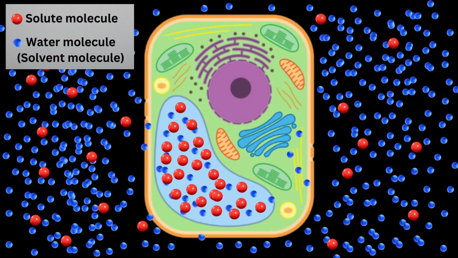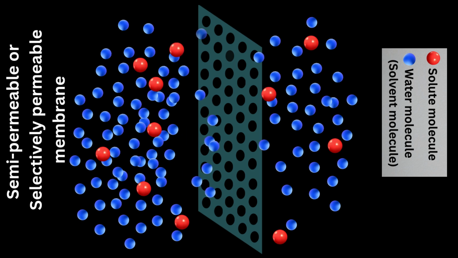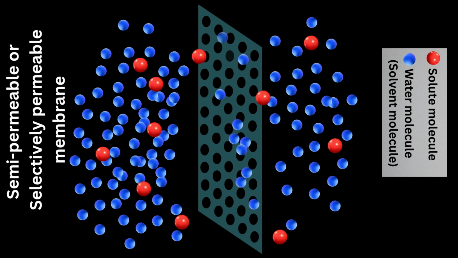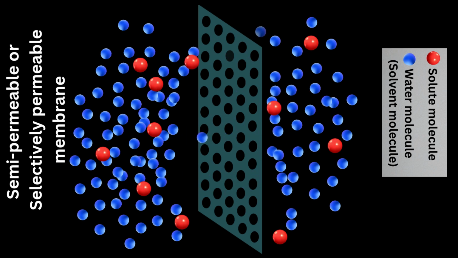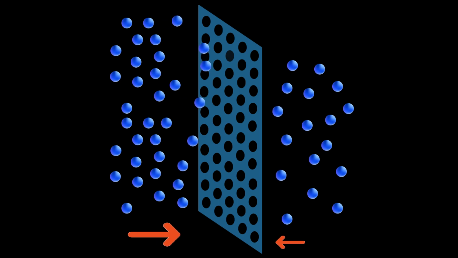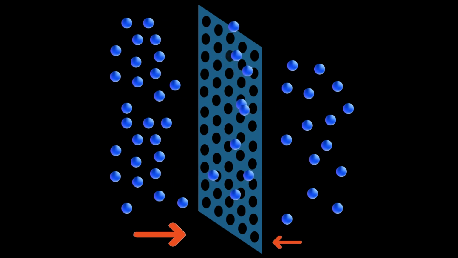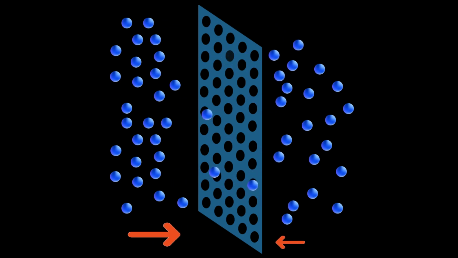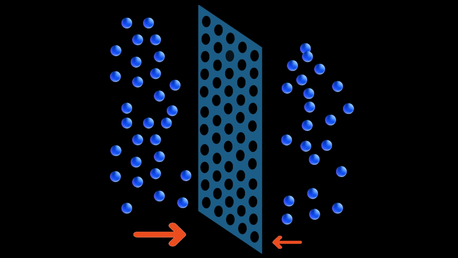Osmosis is driven by the difference in solute concentrations on either side of a semi-permeable membrane. The membrane allows the passage of water molecules, while restricting the movement of larger solute particles. The movement of water molecules continues until equilibrium is reached, or until the pressure difference counteracts the osmotic flow.